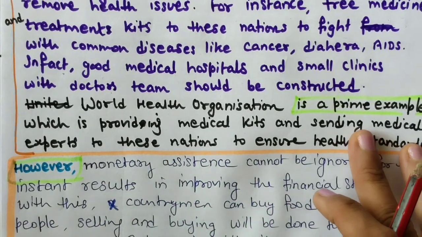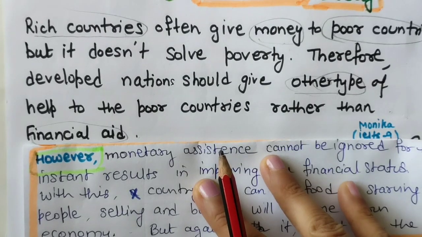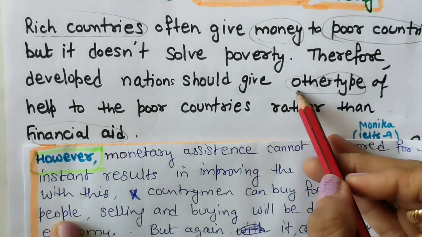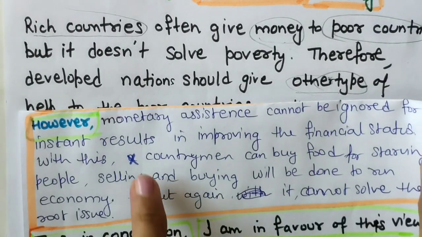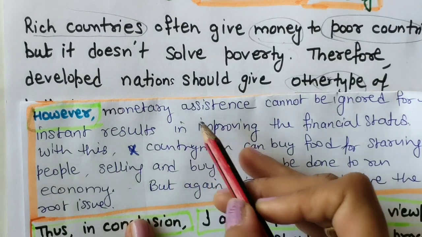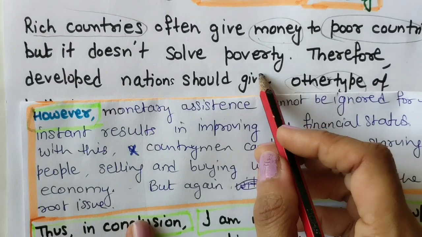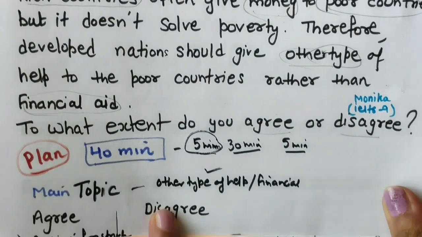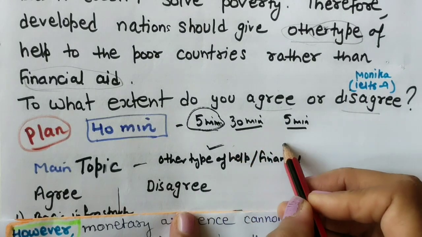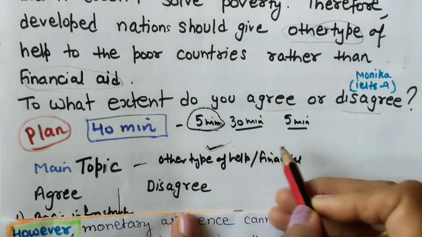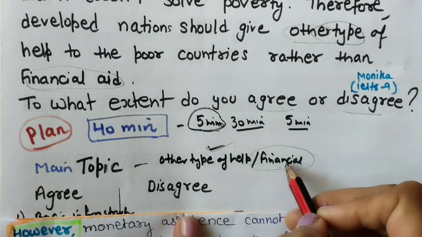Okay. Now these points I have explained. Now one thing I want to say here. Here they are talking about other types of help and financial aid. If you do not talk about financial aid, financial assistance, then there will be no justice with the topic, because here what we have done with the main topic, other type of help is required rather than financial. So both the topics are there, but we have supported this. But we should write 1 or 2 sentences about the other part, the other topic of the question statement.